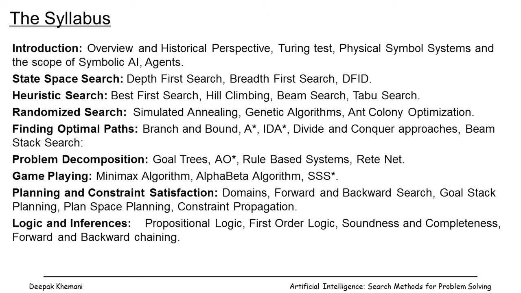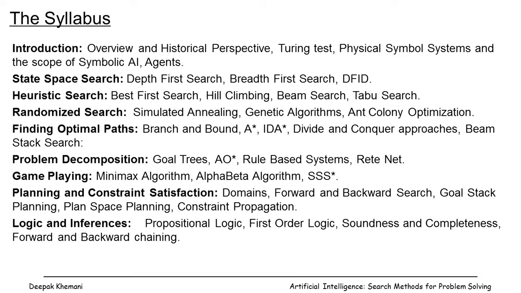And the syllabus that we will consider is, we will start with an introduction in which we will look at the history and philosophical perspectives of AI, including Turing test and physical symbol system hypothesis and so on. Then we will move on to state space search and then to heuristic search, followed by randomized search algorithms. After that we will shift to solving problems optimally, and we will look at problem decomposition and rule based systems and expert systems and things like that. Following which we will look at game playing and some approaches to planning and constraint satisfaction. Towards the end of the course we will look at logic and inference.